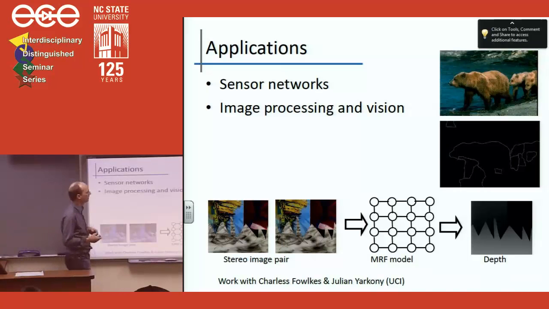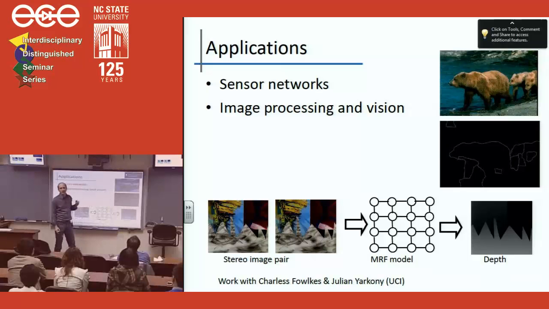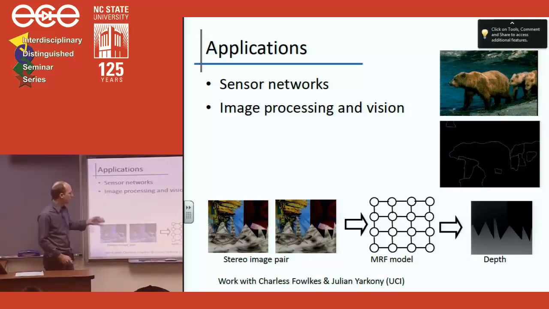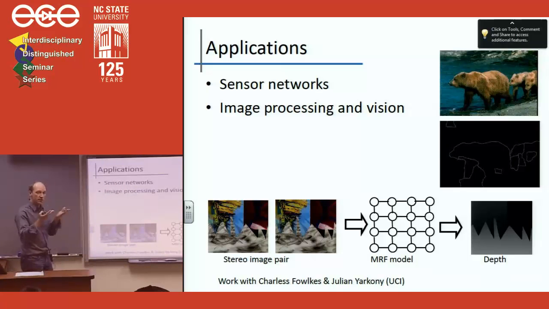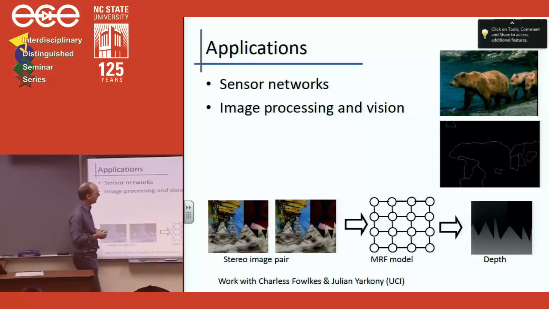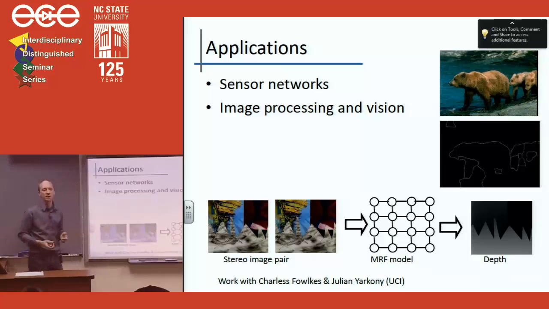I also do work in computer vision. Most of these pictures are with Charless Fowlkes and our student Julian Yarkony, working on problems like image segmentation or on stereo vision, where each of the variables is associated with a pixel in the image, and your goal is to estimate the depth of field given two images, like from your eyes. There, the model is encoding some kind of smoothness prior. So this is an image processing kind of problem.